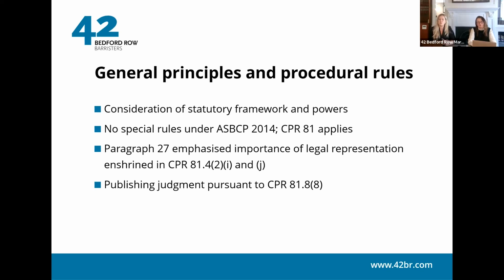The other procedural point that was quite relevant in this judgment, and we'll come back to it, is from CPR 81.8, subsection 8, which was the need to publish the judgment online and get a transcript, which becomes relevant in one of the conjoined appeals.